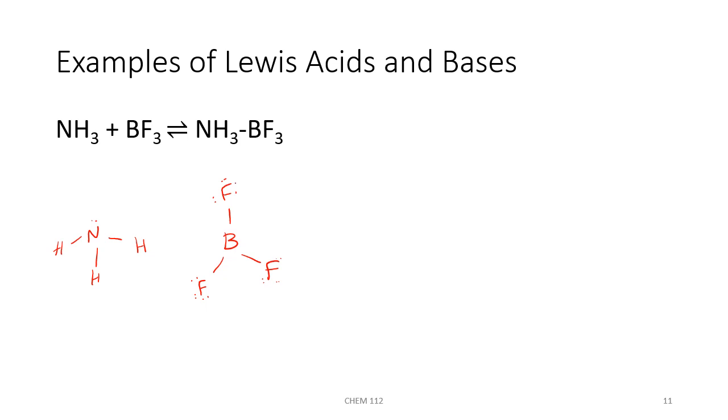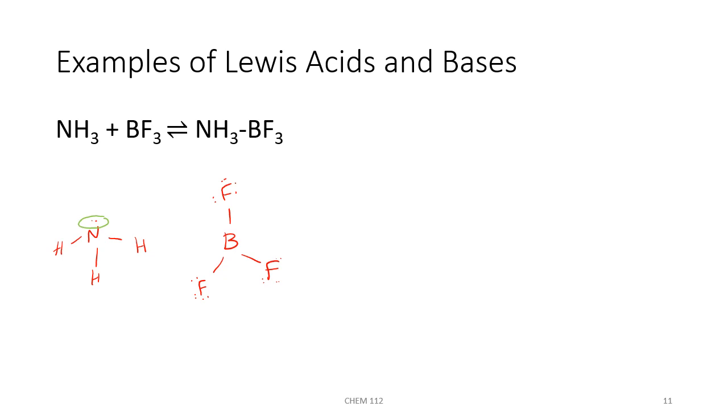And so if we look at who is going to be our Lewis acid, who is going to be our Lewis base, our Lewis base is going to be our ammonia molecule because we have a nitrogen that has a lone pair of electrons on it. Those lone pair of electrons can act as lone pair donors. Our Lewis acid is going to be the boron atom, which can accept those lone pair of electrons.